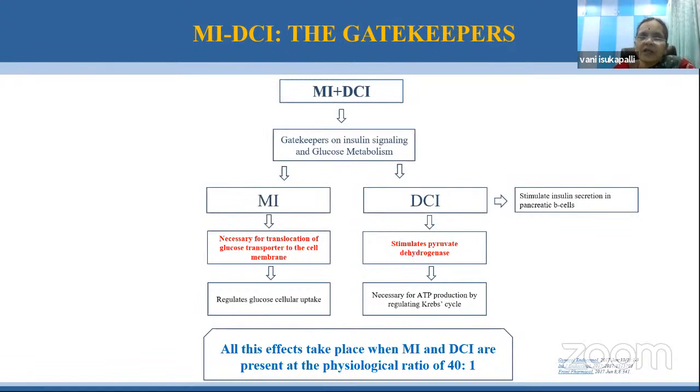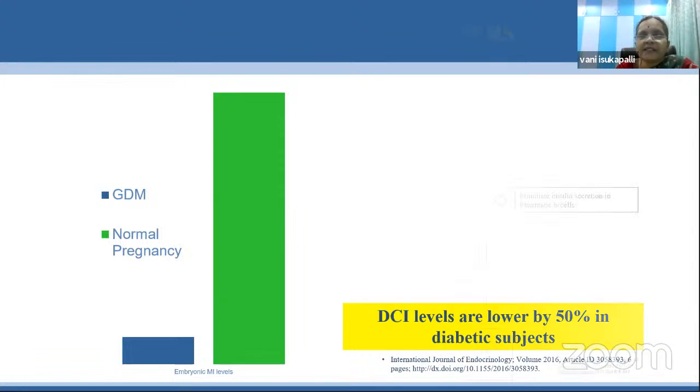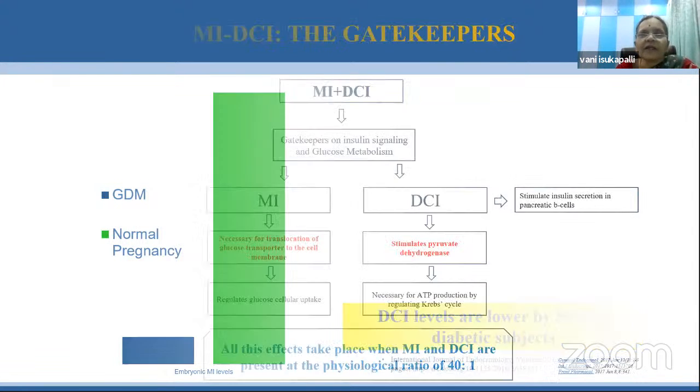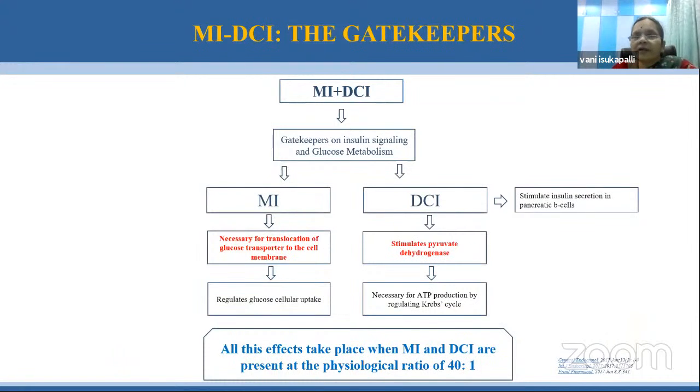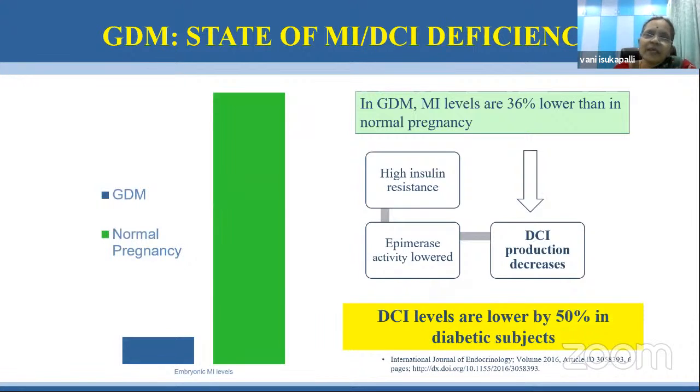by the cell. So these effects are possible if the ratio between the MI and DCI is 40:1. So that is the ideal ratio, where they can give the maximum possible physiological effects. Then, these statements that we are making, that MI and DCI are very important, are told by many other proven studies. So these are all evidence-based.